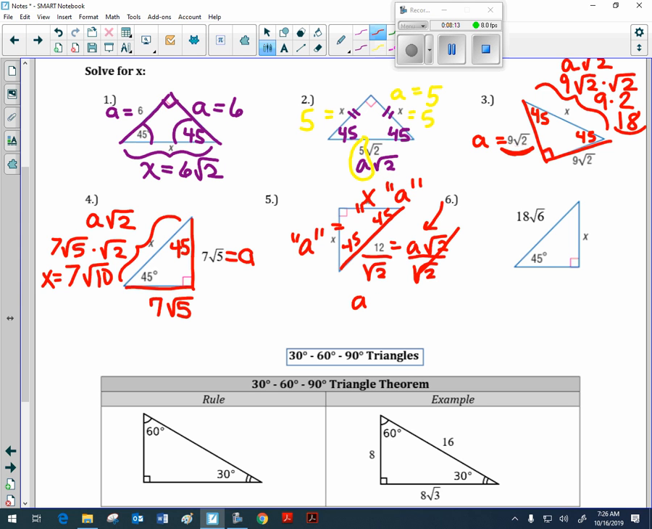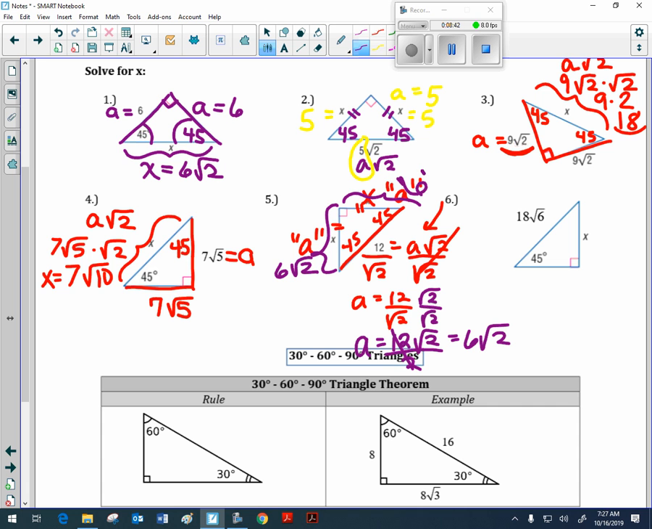So a will be equal to 12 over radical 2. And you know we're not allowed to leave our radical in the denominator, so I have to rationalize this. So I'm going to multiply by radical 2 over radical 2, which gives me 12 radical 2 over 2. Radical 2 times radical 2 is 2, which then will give me 6 radical 2. So my side of x will be 6 radical 2 here as well as here.